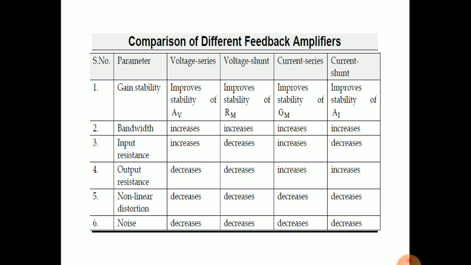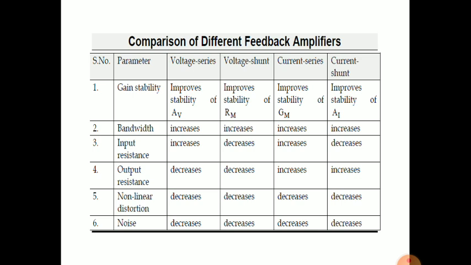Resistive amplifier. Current series improves stability of Gm, conductive amplifier. Current shunt improves stability of Ai, pure current amplifier. The bandwidth in all the cases, voltage series, voltage shunt, current series and current shunt, all the feedback amplifiers increase the bandwidth.